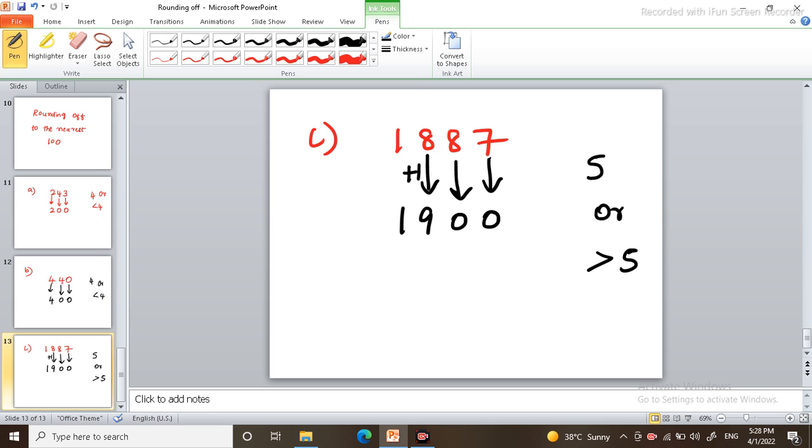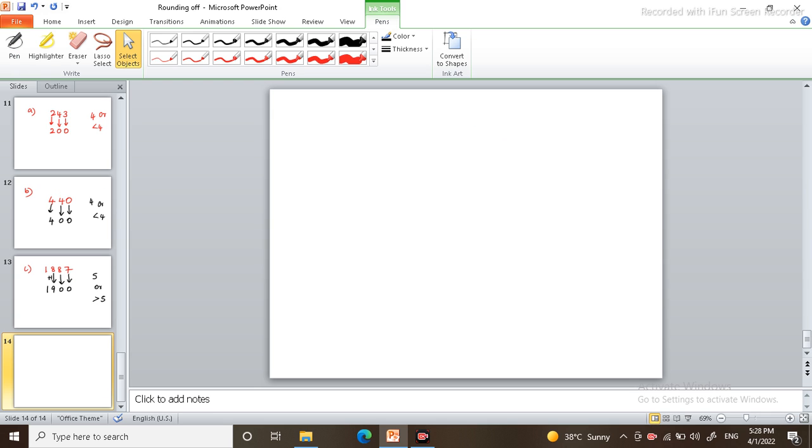See, observe that in the hundreds place the value is getting changed. When it is 10 in the tens place, the value will get changed. That's all. I'll take one more example.